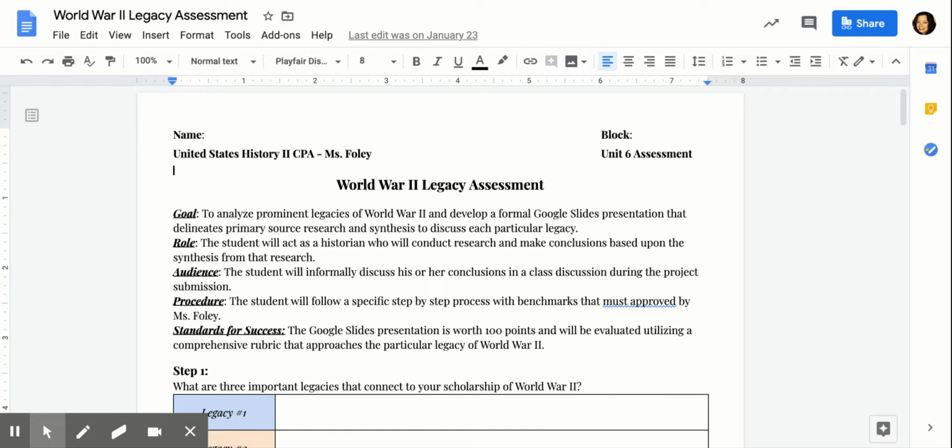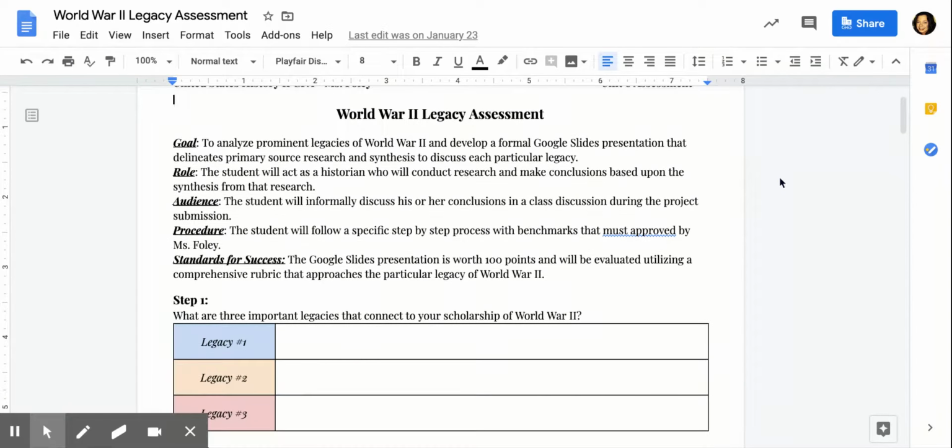In order to finish up our unit on World War II, we would normally be taking an exam. But just to make your life a little bit easier, we're actually going to be doing this World War II legacy assignment. This is the Google Doc that everybody is going to have access to and everyone can fill out. It's pretty much a three-step process, and this will be your exam. The grade you get on this is your exam.